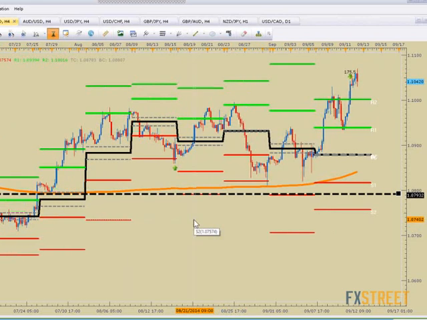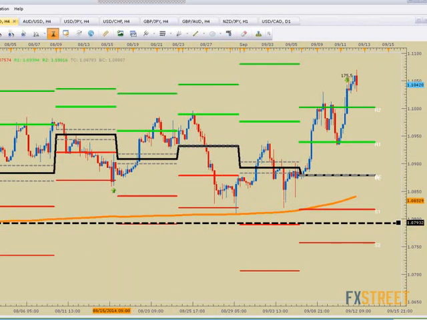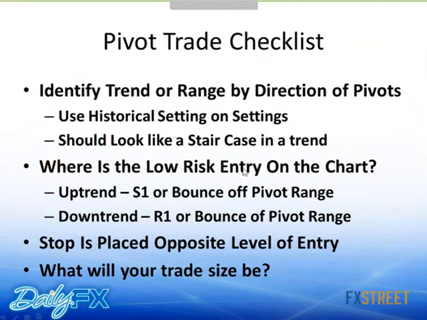You can see here we had this nice bullish reversal candle off of this S2. We had a little bit of follow through, another corrective move, right? So that shows us a flat correction effectively before breaking through 110. So identify whether it's a range or if there's direction of pivots that shows us a trend, and then identify if there is a low risk entry on the chart.